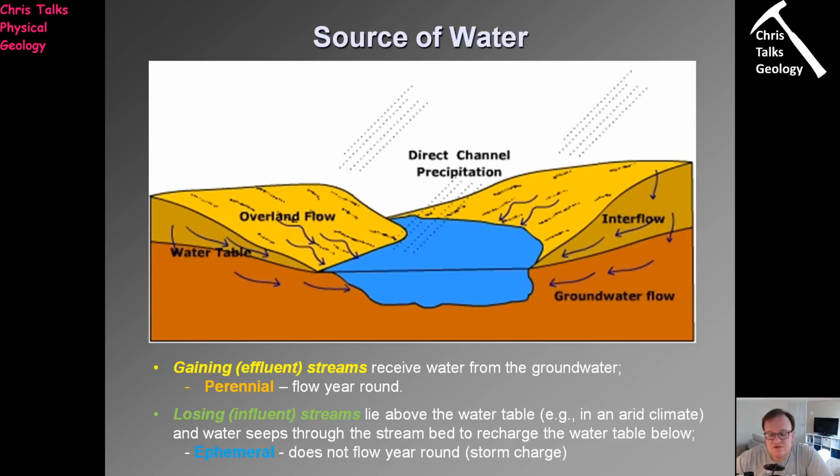So when it comes to rivers, we classify them in just a couple of ways. I'm sorry, I'm just going to have to reach over here for a second. Sorry about the noise, I do apologise.